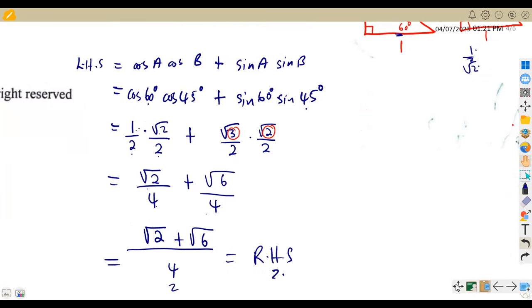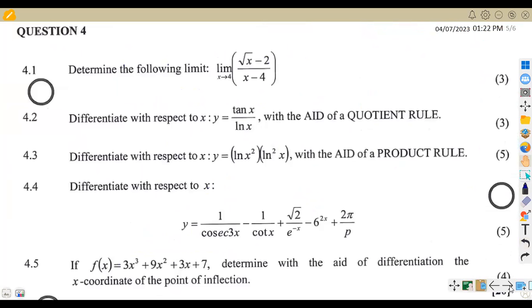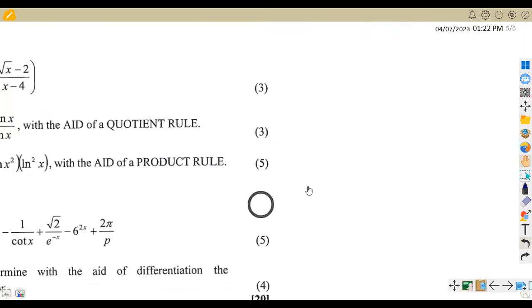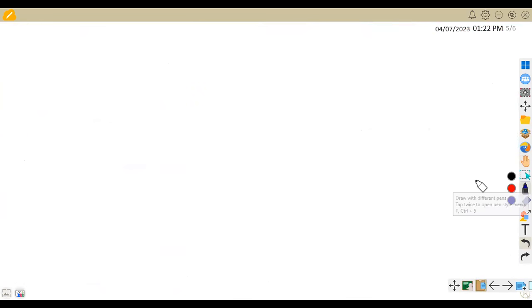All right, so this was an application of compound angles in this case, where you are using your compound angles, okay? On question 4, determine the limit where we are given. All right, let's just check here what we are given in this case.